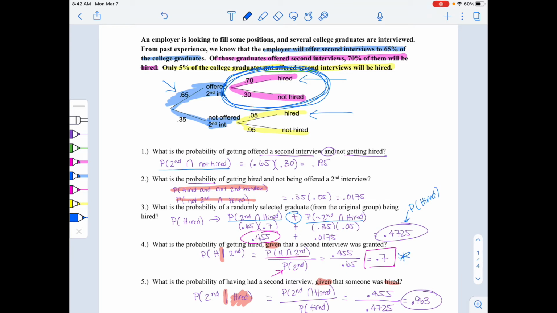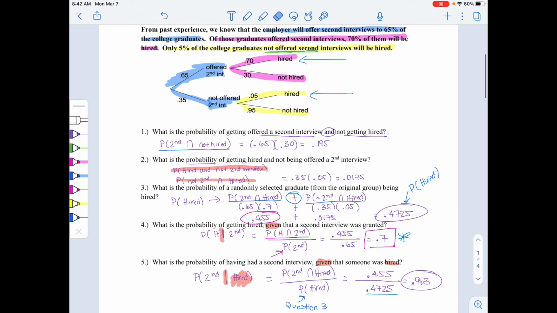So the math that we did, 0.455 divided by 0.65, because we set up our conditional formula, proves what our tree diagram is saying. Our tree diagram has those given probabilities built right within it because of how it's written. So it's not a coincidence that those answers match.